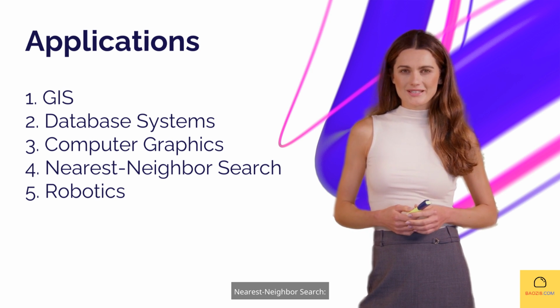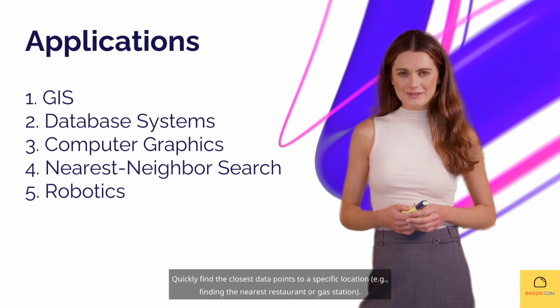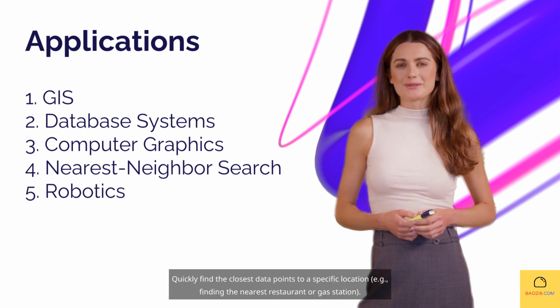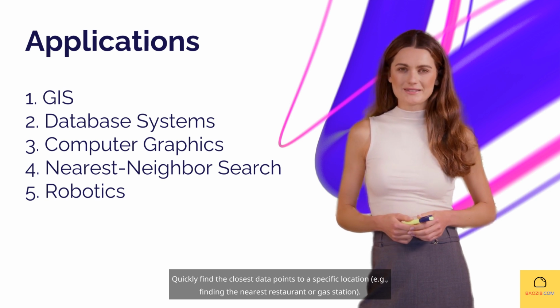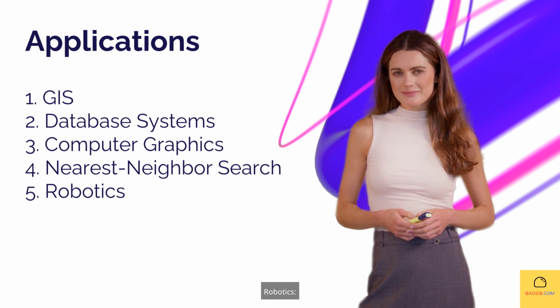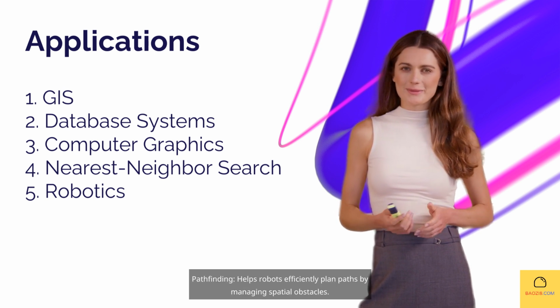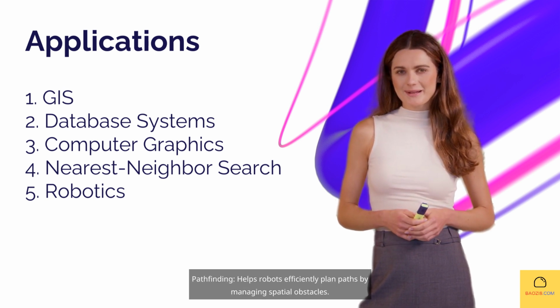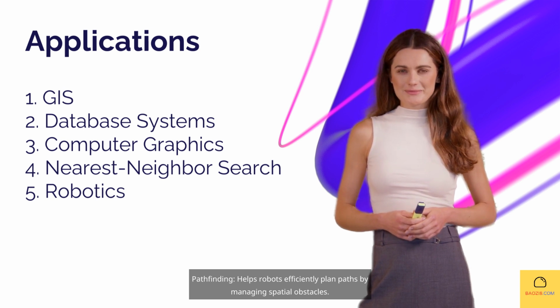4. Nearest neighbor search: quickly find the closest data points to a specific location, e.g., finding the nearest restaurant or gas station. 5. Robotics. Pathfinding: helps robots efficiently plan paths by managing spatial obstacles.